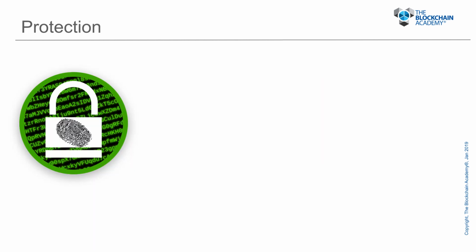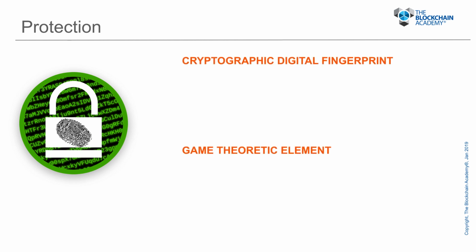Once a consensus has been reached and added to all these independent individual instances of the database, then you also need a way to secure that content against hackers that seek to change and replace the content with false content. Well, it's cryptographic digital fingerprinting and a game-theoretic element that protect the blockchain database and all its individual instances.